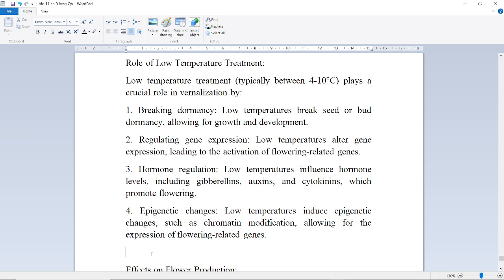Low temperature breaks seed or bud dormancy, allowing for growth and development. Regulating gene expression: low temperatures alter gene expression, leading to the activation of flowering related genes. Hormone regulation: low temperatures influence hormone levels, including gibberellins, auxins, and cytokinins, which promote flowering. Epigenetic changes: low temperatures induce epigenetic changes such as chromatin modification, allowing for the expression of flowering related genes.